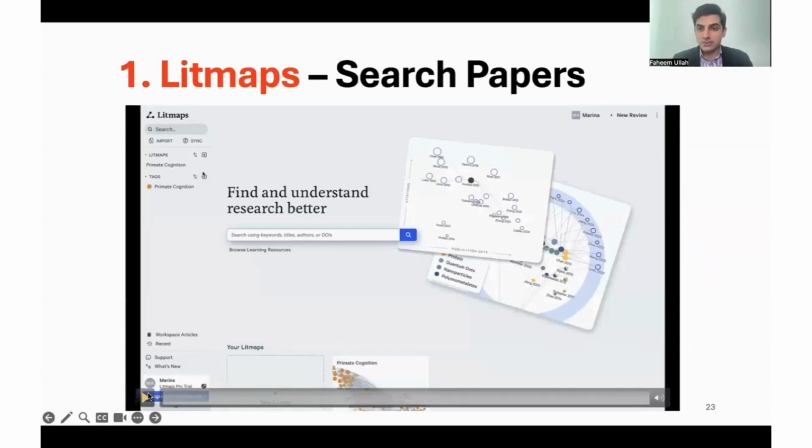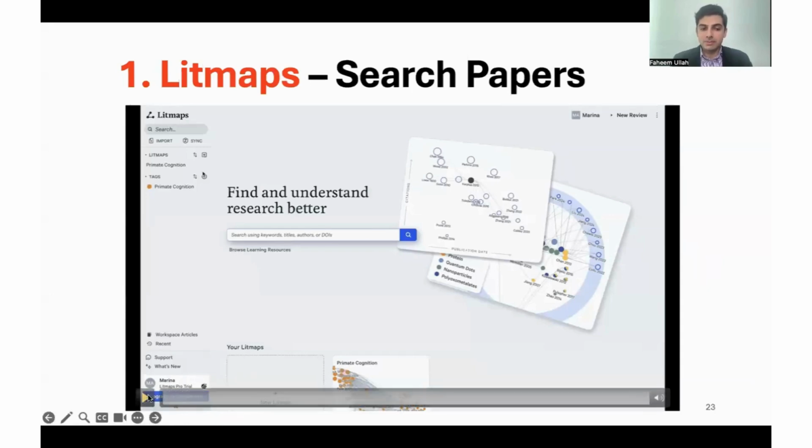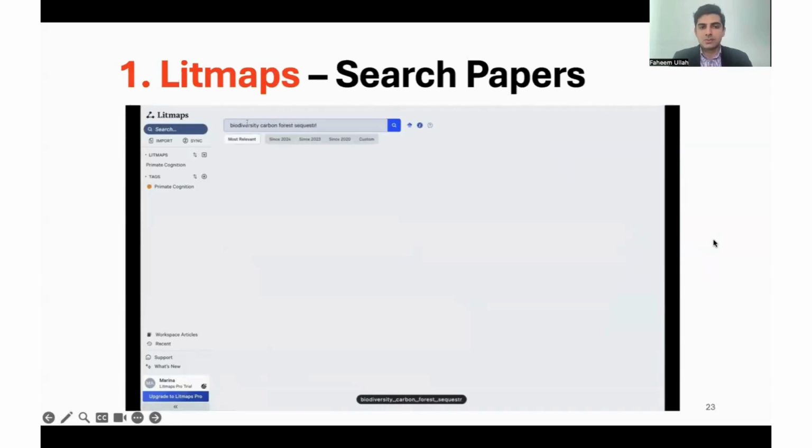So this is the first one, for lit maps, showing how we can use this tool to search relevant papers. Let's have a look at this demo. So you put the search term.